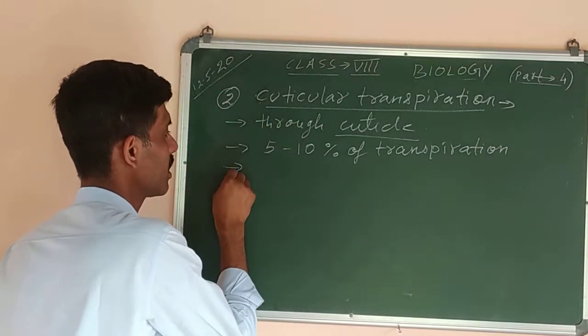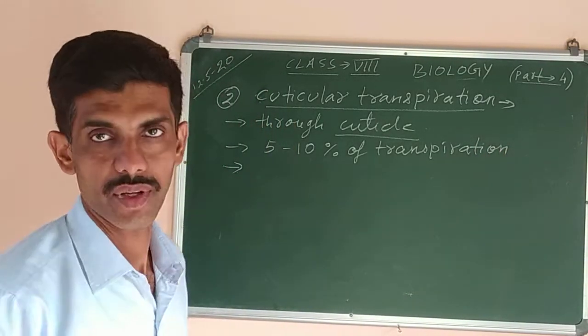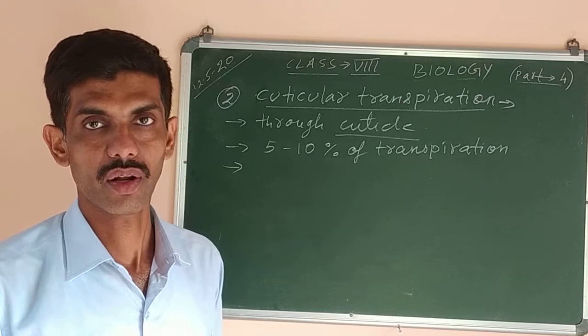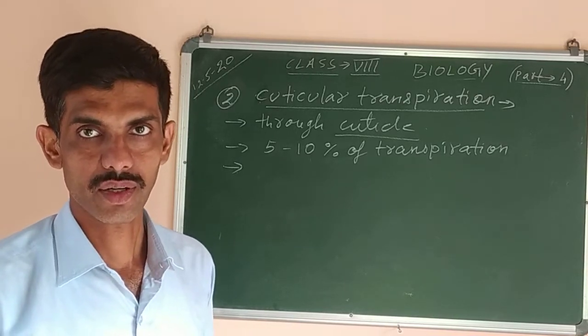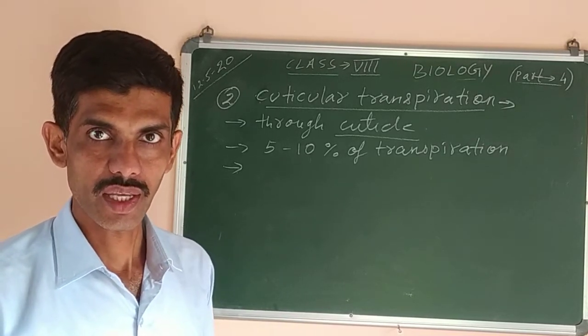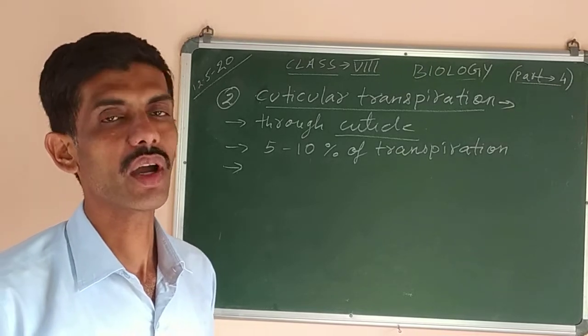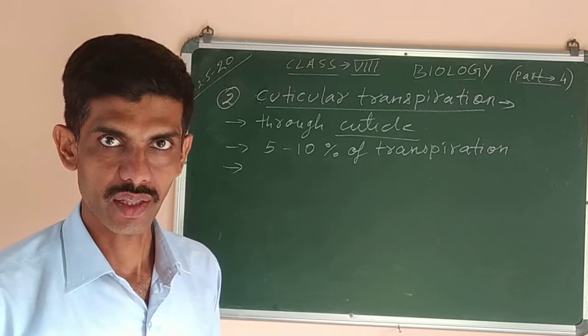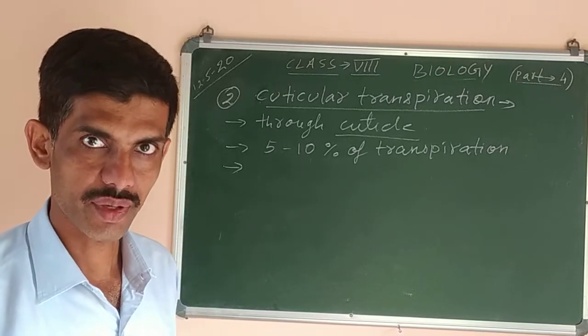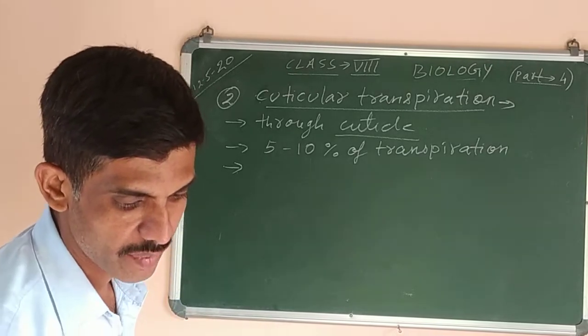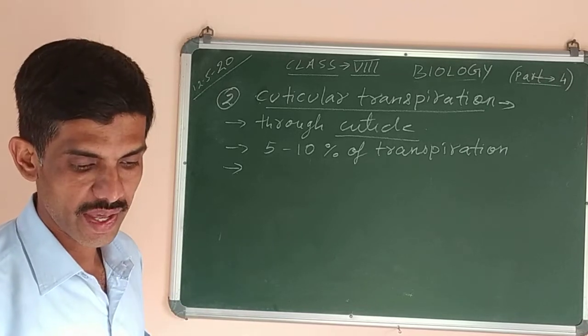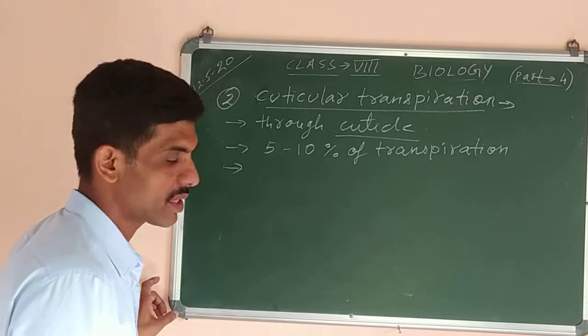5 to 10% of transpiration occurs through the cuticle. Now, next is, what is cuticle? The definition of cuticle should be known. Then only you should know from where this transpiration occurs. Cuticle is a waxy coating. Wax, that is what we say oily layer, which is present on the surface of leaves and green stems. So what is cuticle? The definition you can write: a waxy layer covering the leaf and the stem epidermis.